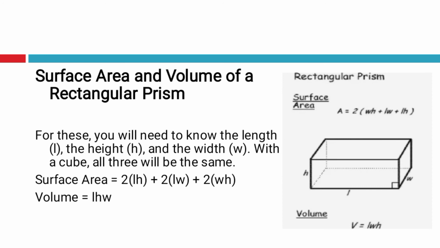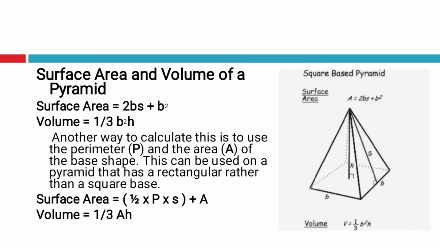So on the next video we are going to go very deeply in solving it. Then the next one, surface area and volume of a pyramid. Surface area is equal to 2bx plus b squared. So if you look at the shape, what are you seeing there? So b, it is square. The base of this pyramid is a square. So b by b, then x is the height, the slant height. So that's the surface area.